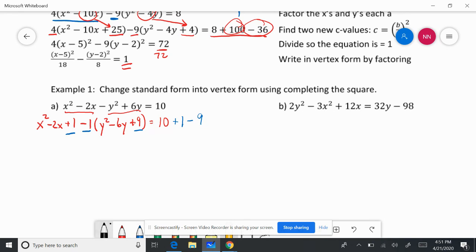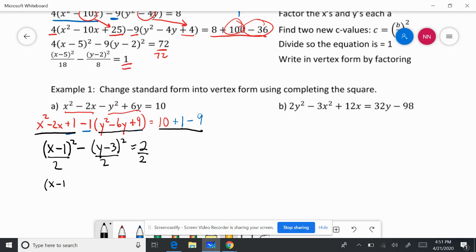Now what we're going to do is we're going to factor it. So when we factor this trinomial, it gives us an x minus 1 squared. When we factor this trinomial, it gives us a y minus 3 squared. 10 plus 1 is 11, minus 9 gives us 2. And just like an ellipse, we're going to set it equal to 1. So we're going to divide both sides by 2. So our final answer is x minus 1 squared over 2 minus y minus 3 squared over 2. And that's equal to 1.